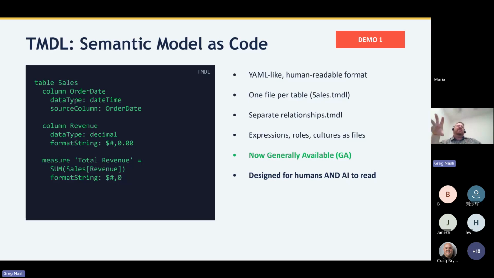But essentially, with TMDL every table has a single file. So if you look in your folder full of files that's created by PBIP, you'll get a single file called sales.tmdl, and that will represent that table. There's a relationships.tmdl, which represents all of the relationships in your Power BI file. And then you have things like expressions and roles and cultures and partitions, which will all be represented by different files. Now, this is generally available, and the reason why we're moving to this text-based format is so that both humans and AI can read it, and so it's really designed in that way.